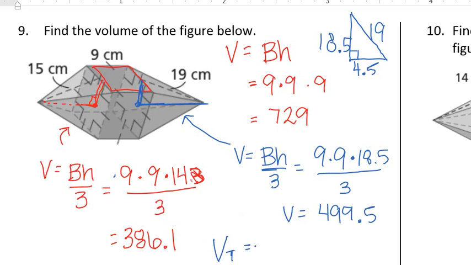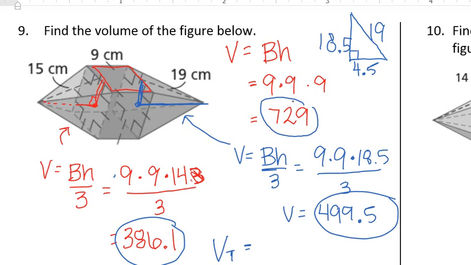That's my total volume. And we're going to add this one and this one all together. This is our total volume. And that gives us 1,614.6. And that's supposed to be a 4.